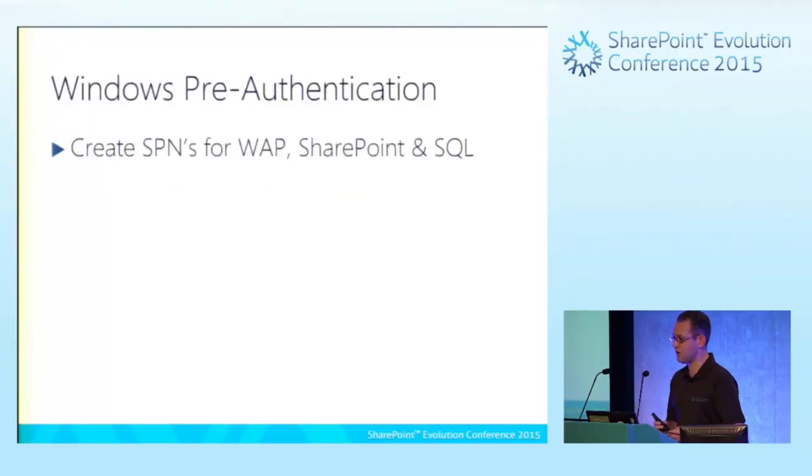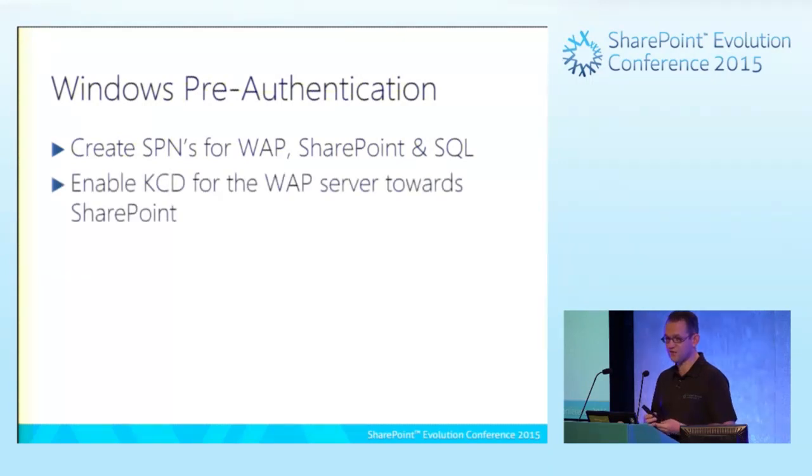Okay, with Windows, to configure Kerberos constrained delegation, you have to do the traditional stuff, so create SPNs. You have to create an SPN for your Web Application Proxy, if it's not already created, you have to create one for SharePoint and for SQL Server. We will also do that in the demonstration. And then we have to delegate the web server. We have to give it the rights to talk to SharePoint on our behalf, and that's why we enable Kerberos constrained delegation.